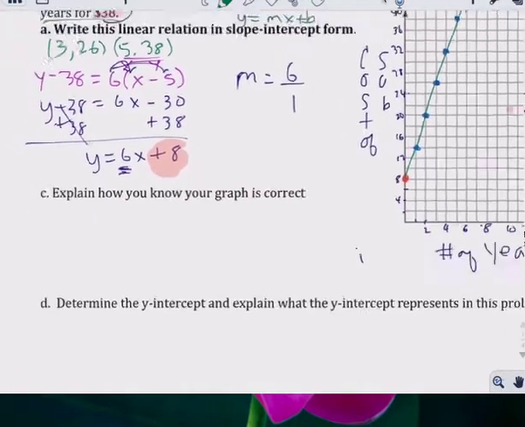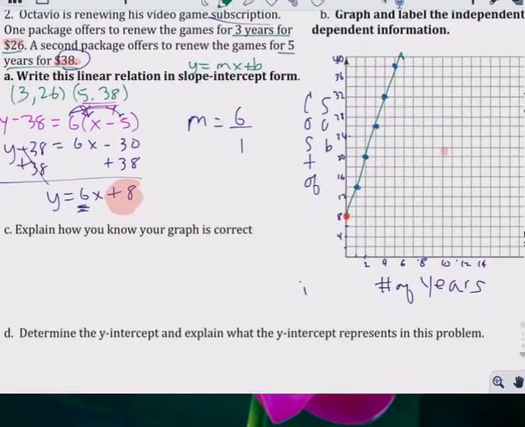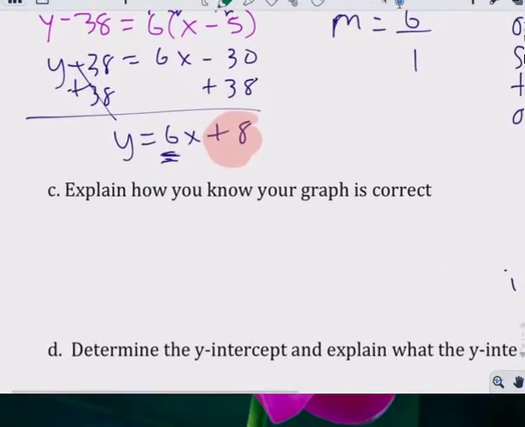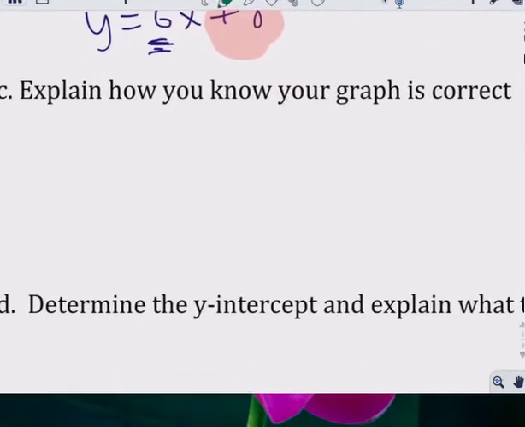Explain how you know your graph is correct. How do I know my graph is correct? The graph is correct because I'm going to do 3 and 26. 3 and 26 is right here. And 5 and 38 is right here. And that's in our information given here. That's one thing I know for sure it's correct. How do I know my graph is correct?